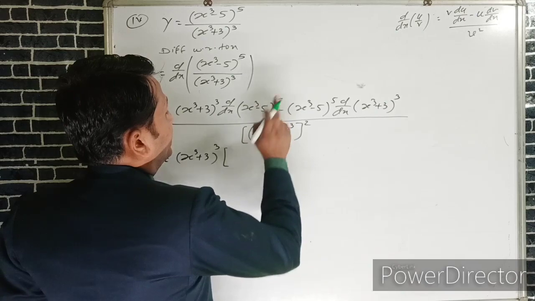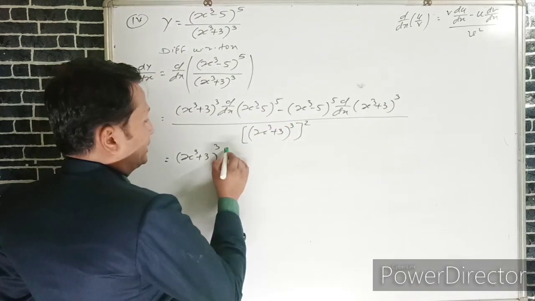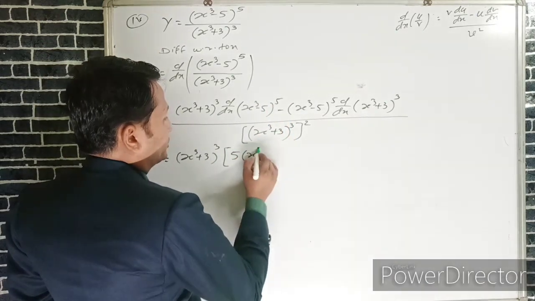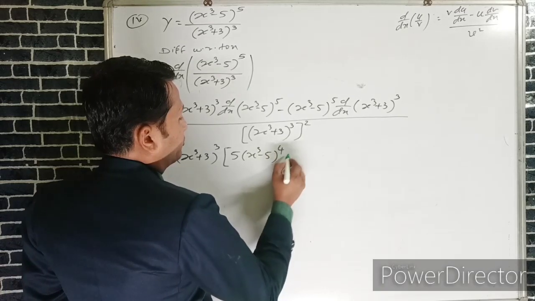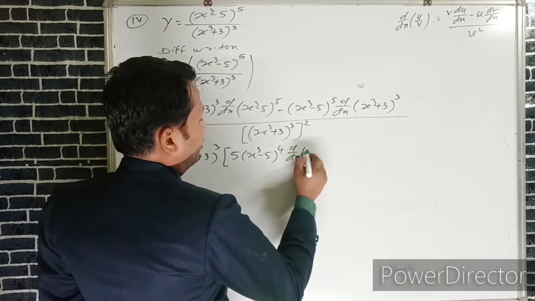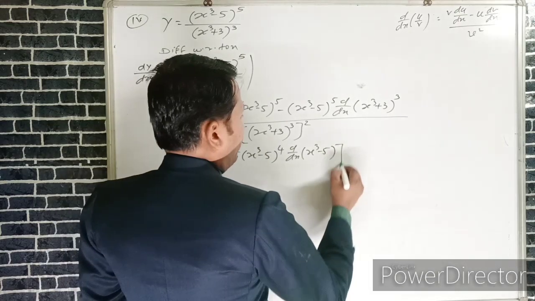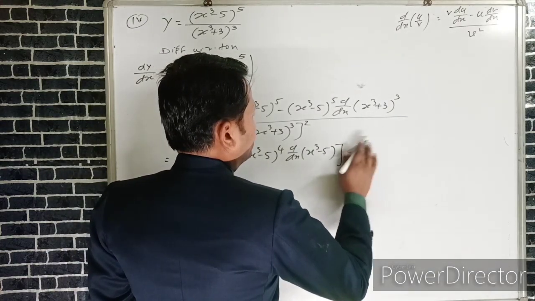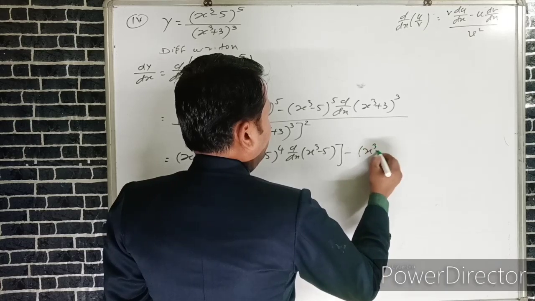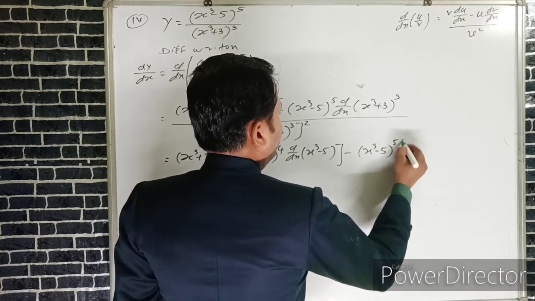If we apply the derivative of x raised to the power n, we can write 5 into (x cube minus 5) whole raised to the power 4 into again the derivative of x cube minus 5, minus (x cube minus 5) whole raised to the power 5 as it is.